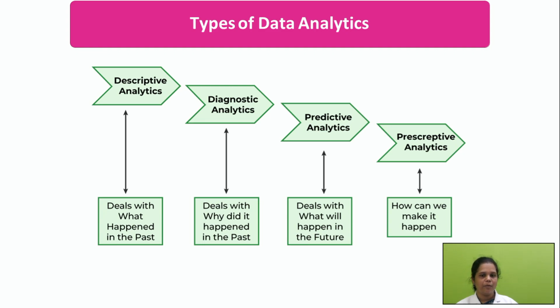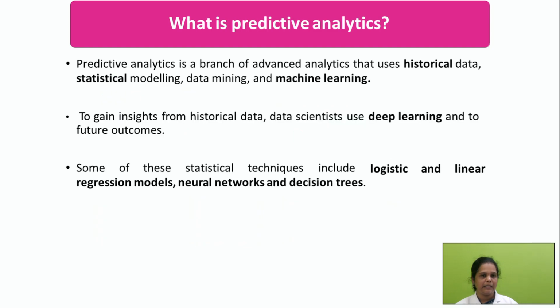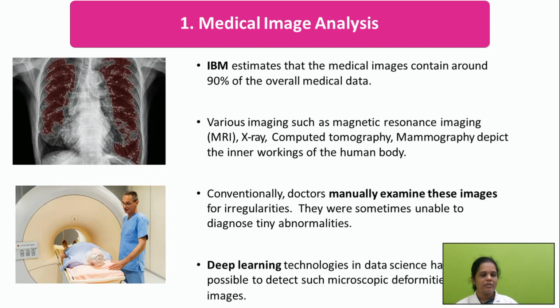So among these 4 types of analytics, now we are going to discuss what predictive analytics is. Predictive analytics is a branch of machine learning which deals with how the activity is going to take place in the near future. It will deal with regression, classification, and clustering. So these are examples of predictive analytics.